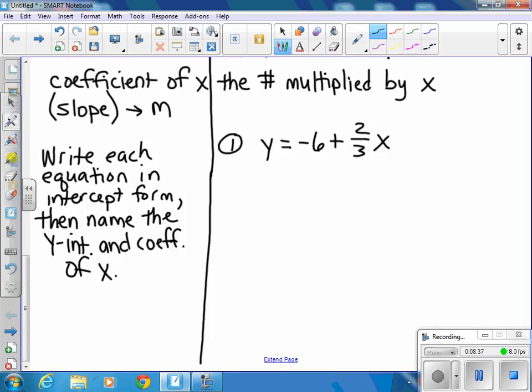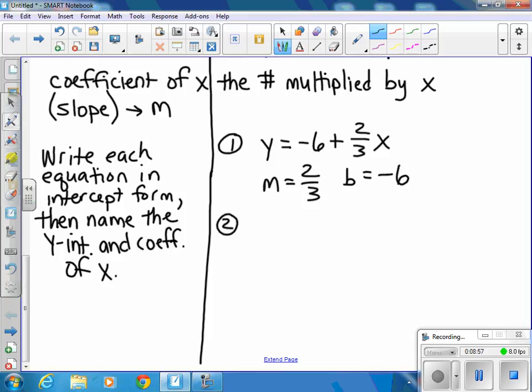We want to identify our m and our b from this problem. Okay? The b is always the number by itself. Right? So in this case, it'll be the -6. And the m is always the number connected to the x. Do not write the x, just the number connected to the x. So in this case, it would be the fraction 2/3. And that's all you're doing for this one because it was already ready to go.